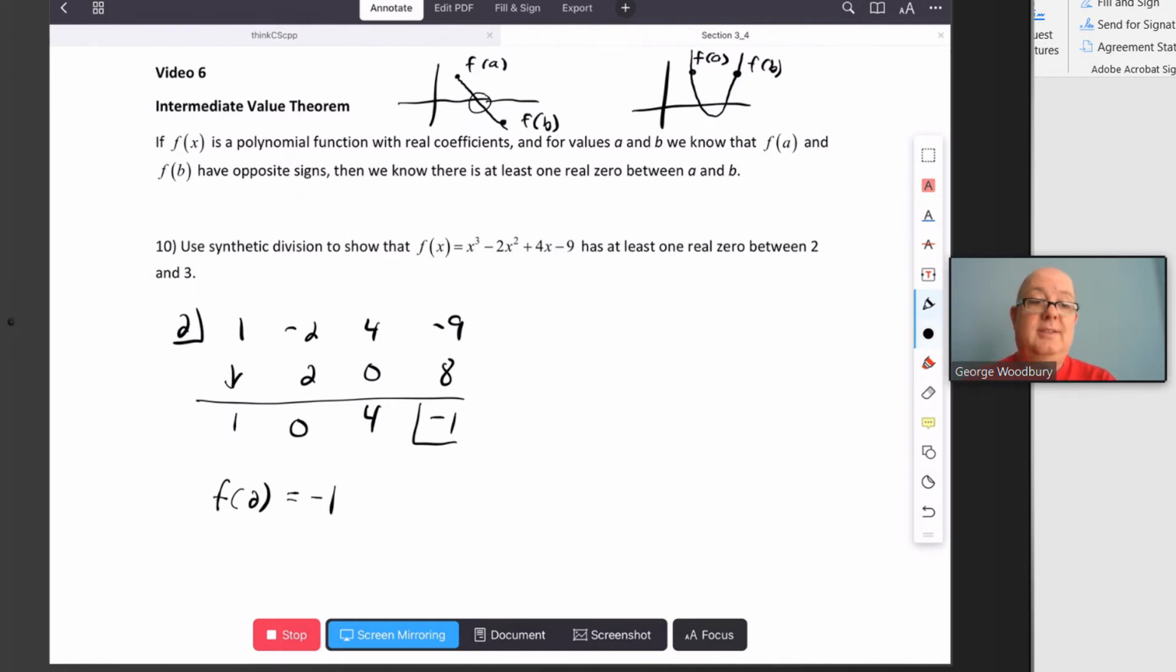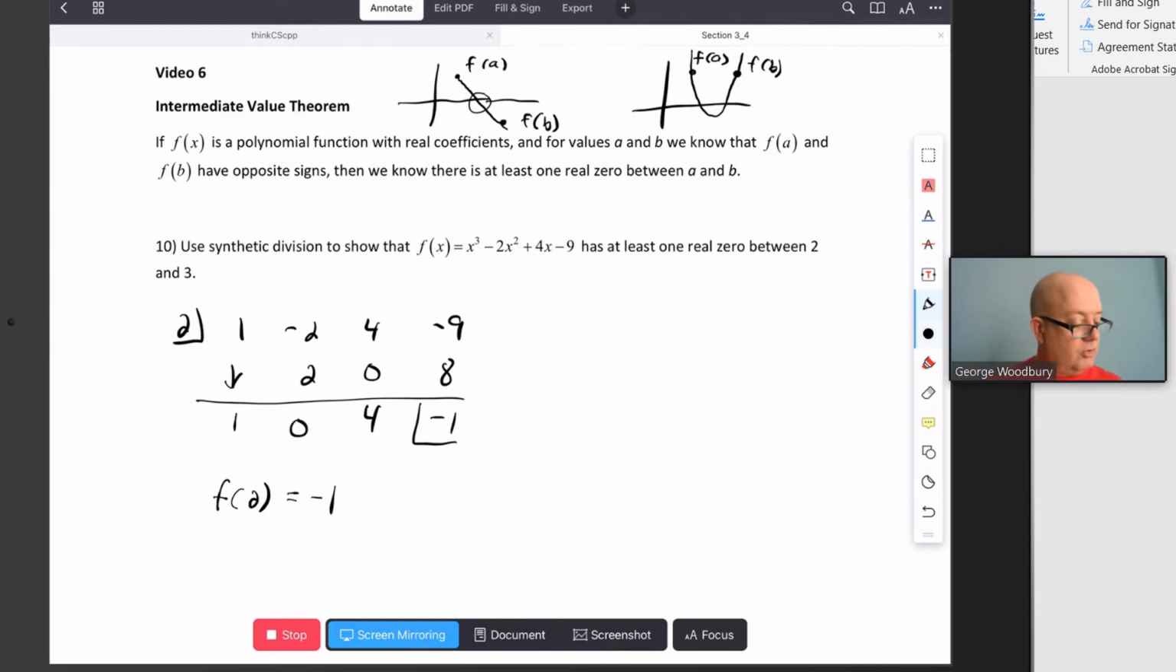By the way, in the next video, we're going to learn about the boundedness theorem. If all of that bottom row had been positive, that would tell us there are no roots above positive 2. But that's not the case because of the negative 1.